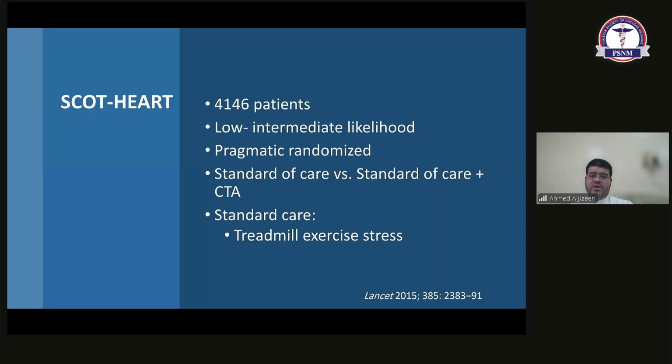Now, starting with the Scott-Hart study, it's a pragmatic study of almost 4,200 patients. They have low to intermediate likelihood based on the risk models that we've seen. It's pragmatic randomization based on the choice of the treating physician, and it compared a standard of care versus a standard of care plus a CT angiography. And this is the standard of care, including treadmill exercise stress testing for every single patient.